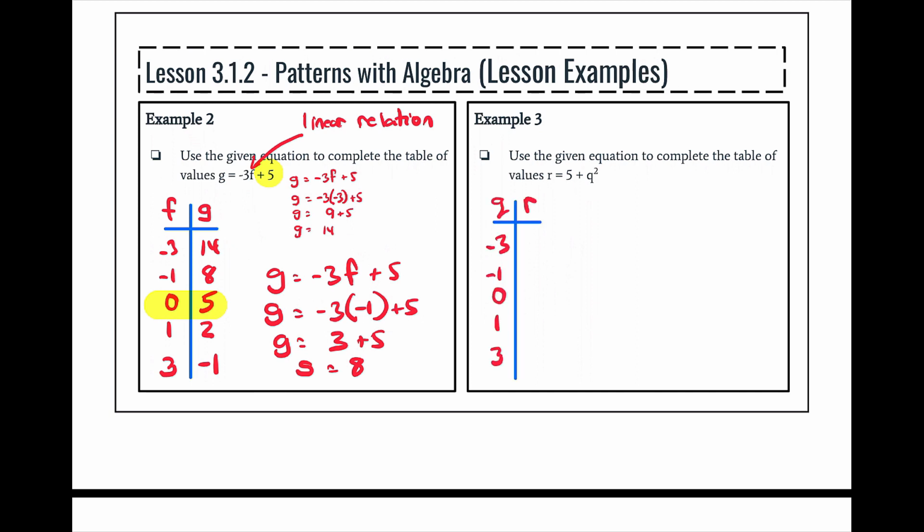All right, with example 3, I'm going to let you complete the table of values using the values that I input there for q, the dependent variable, and r, the independent variable. Just make sure that when you're looking at this side over here that you recognize there is a q squared up there. Okay, so pause the video, do the work, turn it back on, and check out to see if you did it correct.